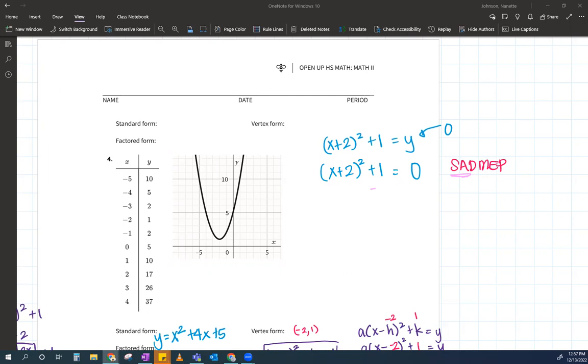Very good. So what would we do next? Very good, we would take the square root. Now, here's something. What is Miss Johnson going to say? Don't forget what? What is Miss Johnson going to tell you right now? Don't forget what?